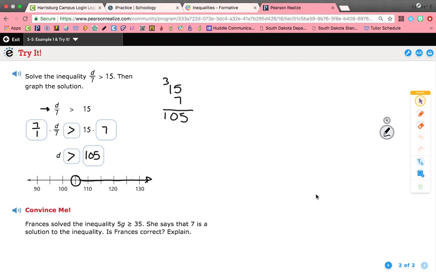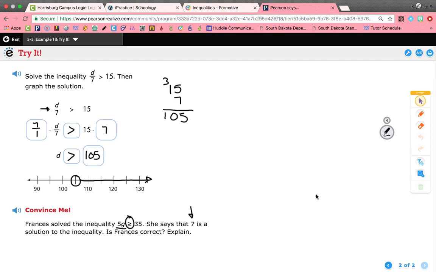Convince Me says, Francis, solve the inequality. 5G is greater than or equal to 35. She says that 7 is a solution to the inequality. Is Francis correct? Well, this 5G is 5 times G, and to undo multiplication, we divide. So 35 divided by 5 is 7. That's what we just found out up there. So 7 is a solution because G is greater than or equal to 7.